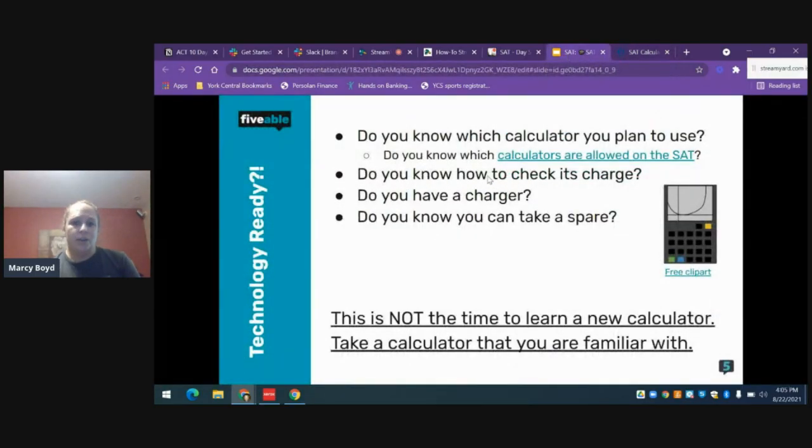Do you know how to check that it's charged? Usually it's up at the top right-hand side, just like your phone. Do you have a charger? If not, make sure you charge it at school. If it's school property and needs to go on a charging dock and you don't have this, do you know that you can take a spare? I already mentioned that.